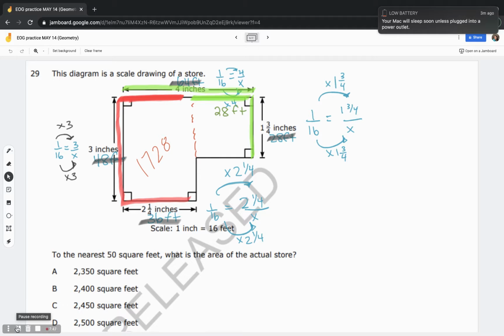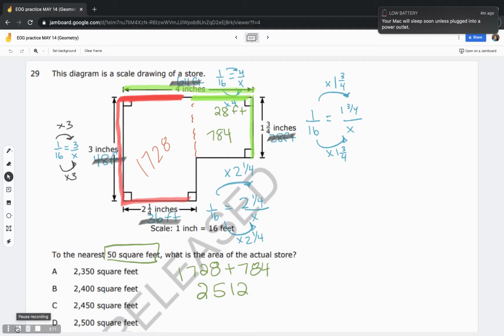So then we have a 28 by 28 square, and that's going to give us an area of 784. So then I'm going to add together 1,728 plus 784, and that is going to give me 2,512. And it says to the nearest 50 square feet.